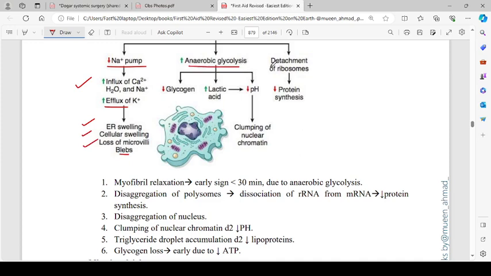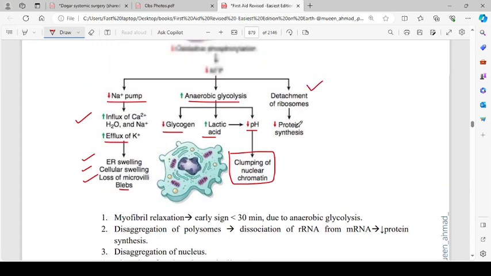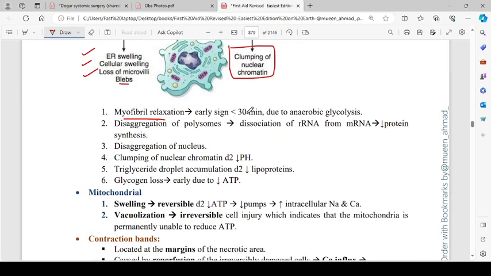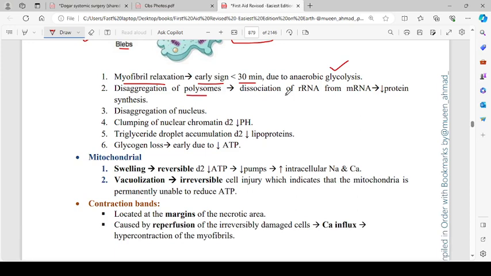Increased anaerobic glycolysis means the glycogen will decrease. Increased lactic acid will decrease the pH, and there will be clumping of nuclear chromatin. Detachment of ribosomes will lead to decreased protein synthesis. Myofibril relaxation is the early sign, within less than 30 minutes, due to anaerobic glycolysis. Disaggregation of polysomes will lead to dissociation of ribosomal RNA from the mRNA and decreased protein synthesis.